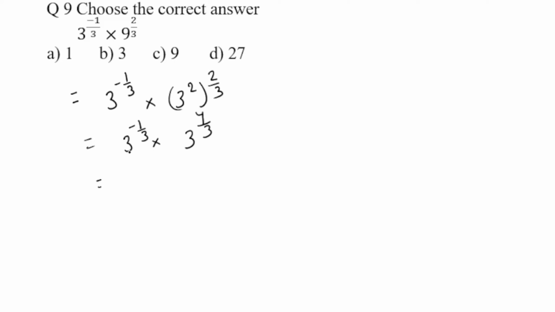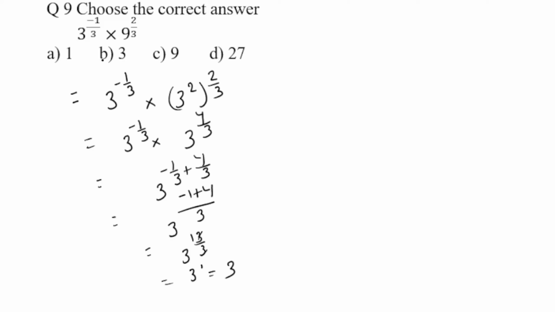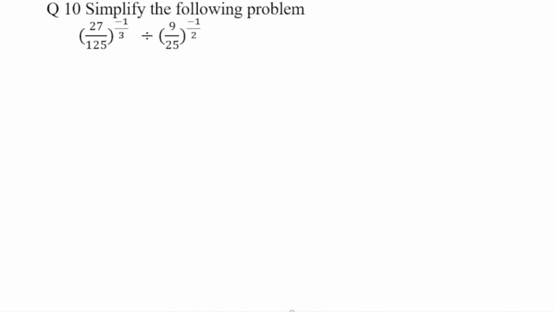Now we have to use the multiplication property. If we have the same base, power is added. That means 3 to the power minus 1 by 3 plus 4 by 3. 3 to the power, the LCM is 3, minus 1 plus 4. 4 minus 1, 3. 3 to the power 3 by 3. 3 divided by 3, 1. 3 to the power 1 means 3. The answer is 3. Now move to question number 10.